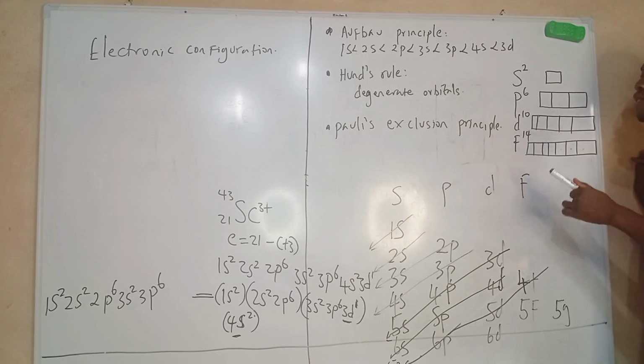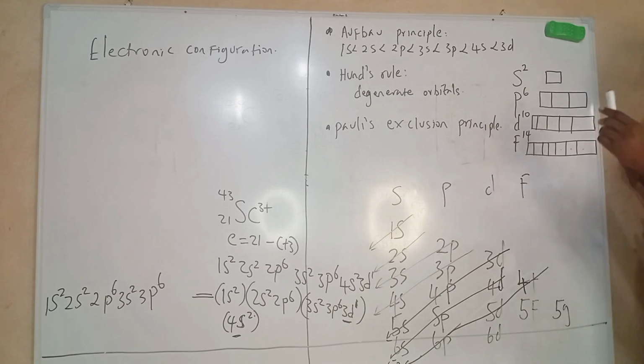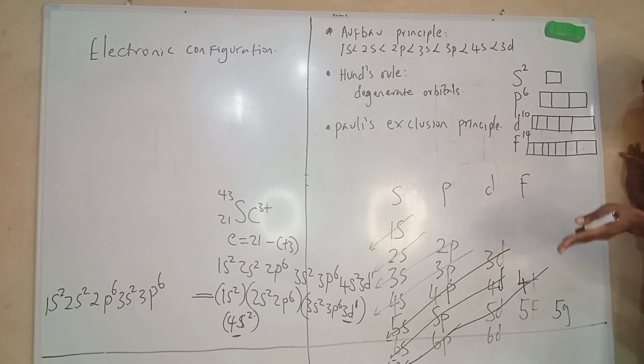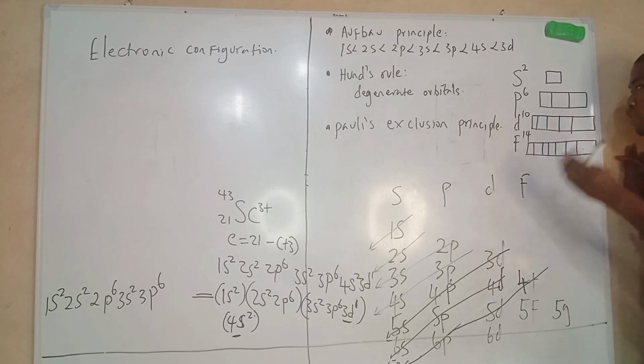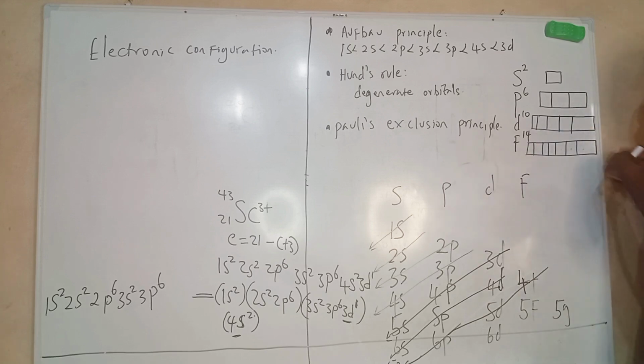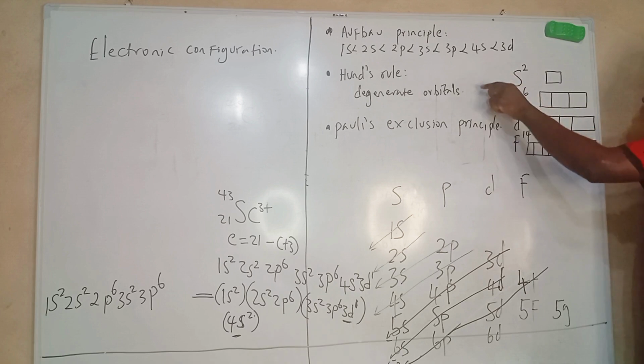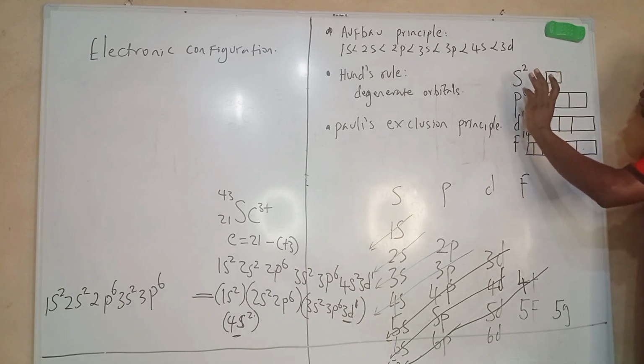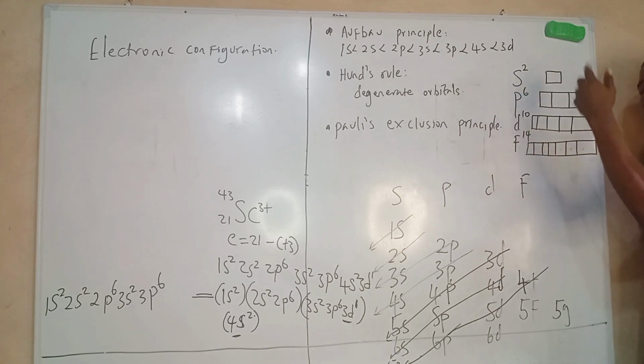Now, what is a degenerate orbital? Degenerate orbitals are orbitals that have the same energy, size, and shape. I'll take the same energy and the same shape because most orbitals have the same size. How do we mean? How we mean is simple. Degenerate orbitals have the same energy, size and shape. This is what we mean.